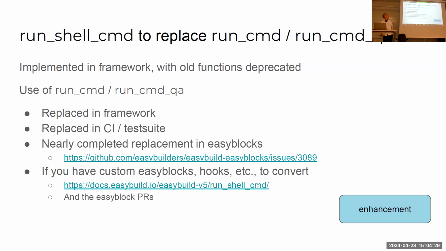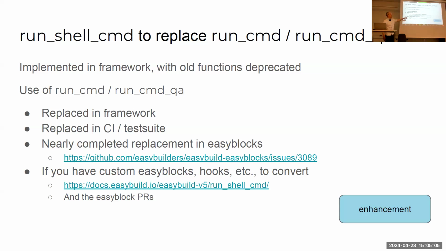So this has been implemented in the framework. The old functions are now deprecated. So run_cmd_qa will be there in EasyBuild 5, but if you use them, they will throw out a deprecation warning. We've replaced it in nearly all of the test suite. I think there's still one use in the easyblock test suite, which I noticed I hadn't done. We've nearly completely replaced it in easyblocks. There's a linked issue there, which I think lists the 3 or 4 that are still to go.